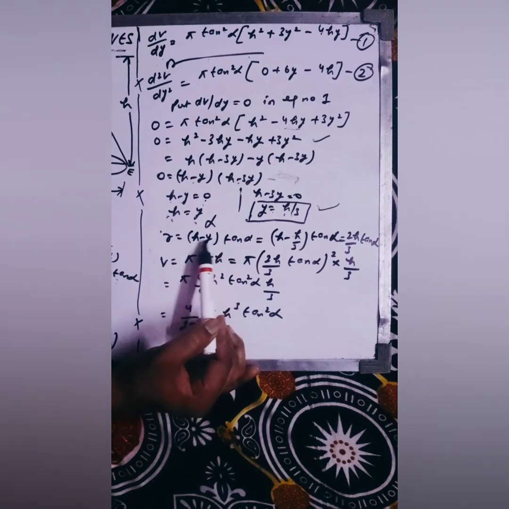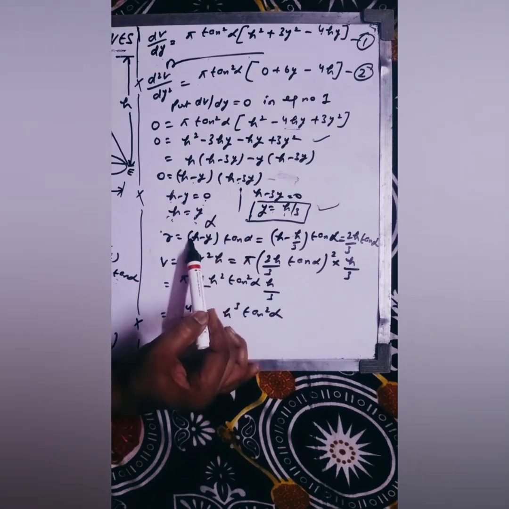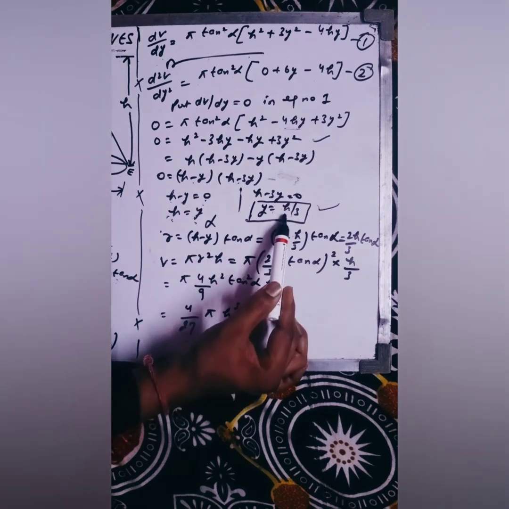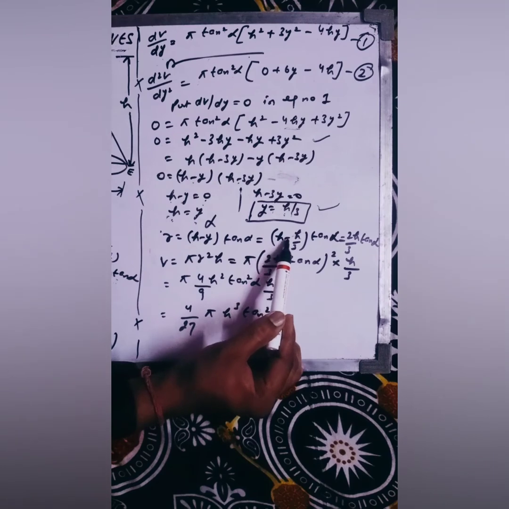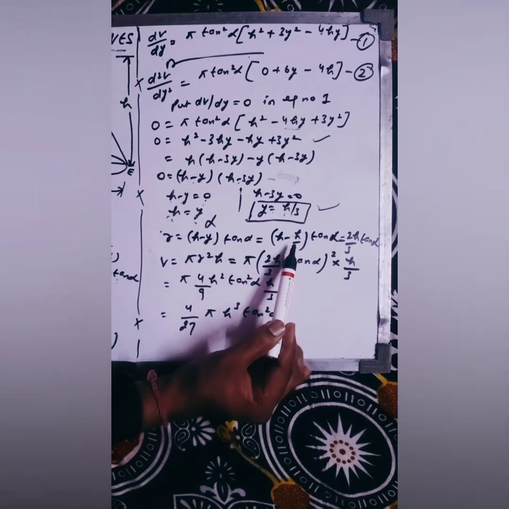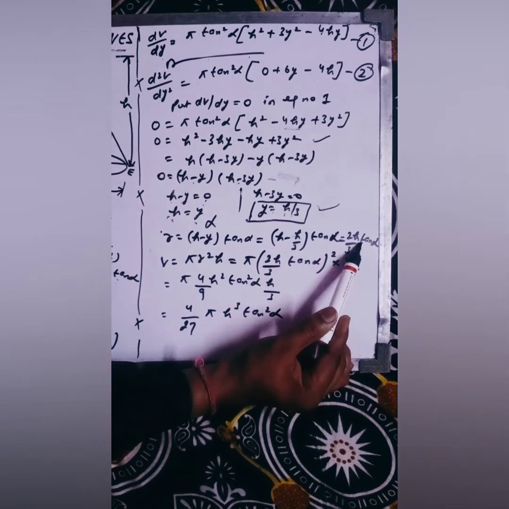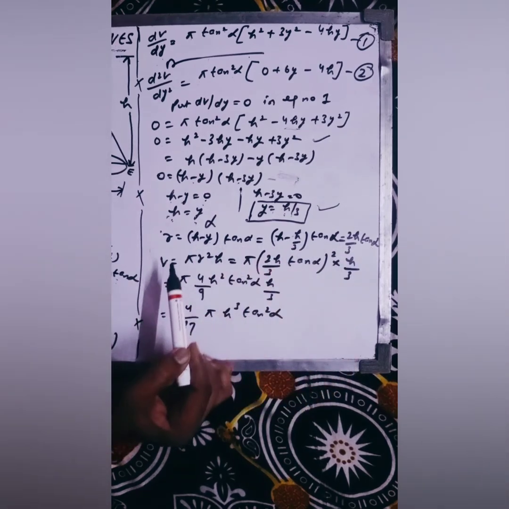Now your R was this one. So you have to put the value of y here. When you put the value of y, in place of y you have to put h by 3. So your h minus, in place of y I am putting h by 3. You have to take LCM here, and you will get 2h by 3 tan alpha. This is the value of R.